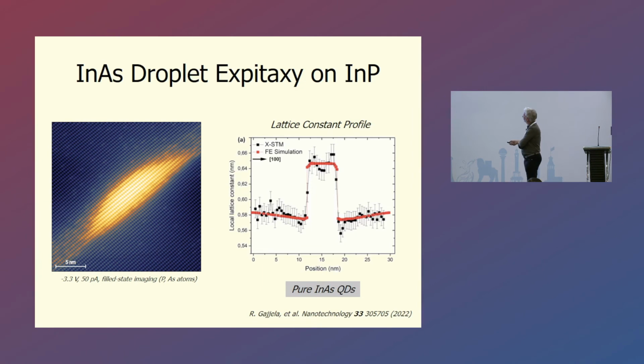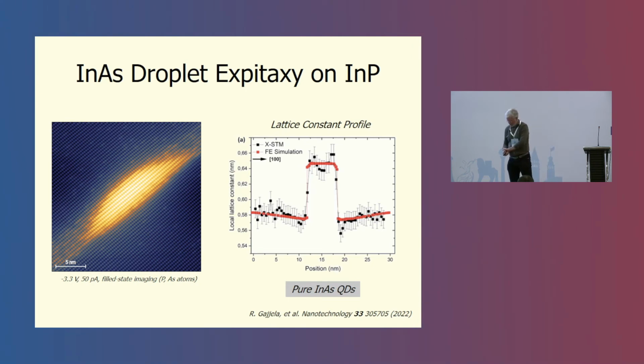So in order to prove that better, we looked at the lattice constant profile over this line here, so measuring the distance between the atomic planes. And we made an estimation of what the lattice constant profile should be. That's the simulation here in red, and the measurement is shown in dark. And the simulation assumes that the dot consists of pure indium arsenide. So I think we see that indeed it's possible to grow pure indium arsenide quantum dots on indium phosphide in this technique.